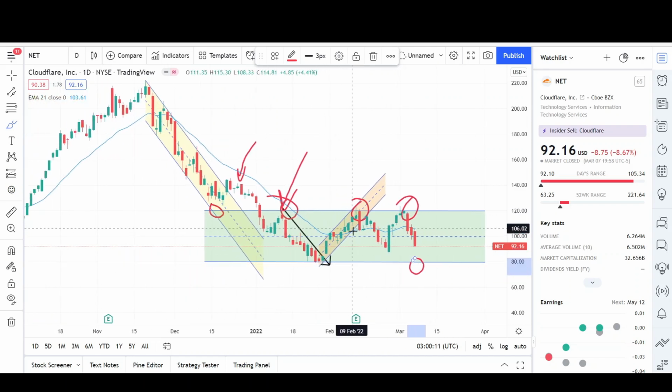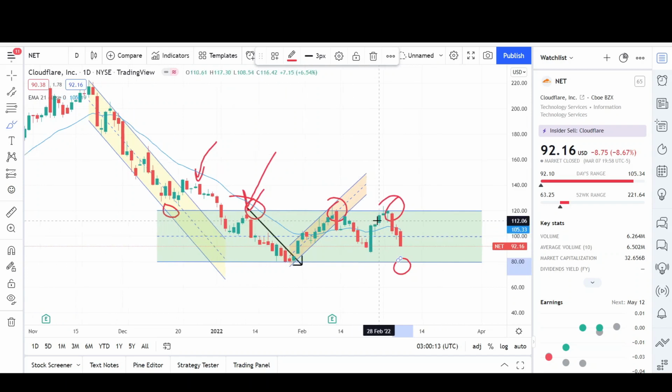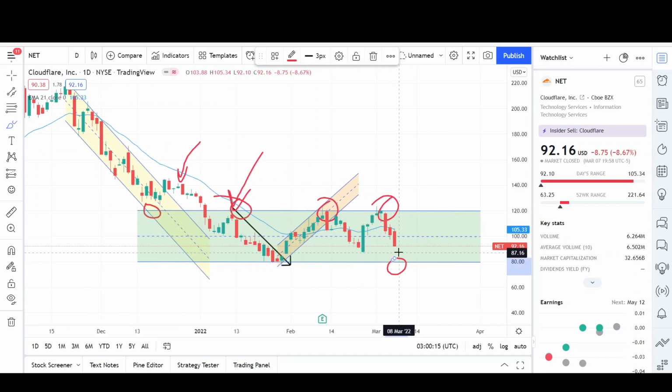So you can see how flat the EMA is now. So this is a telltale sign we are inside of a range. So I'm targeting the $79 level. I think we can get there. There's a little gap here also that the price action has failed to fill, so they can target that too.